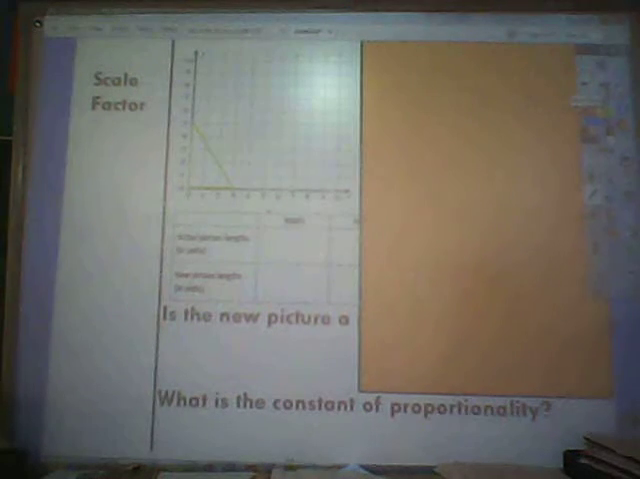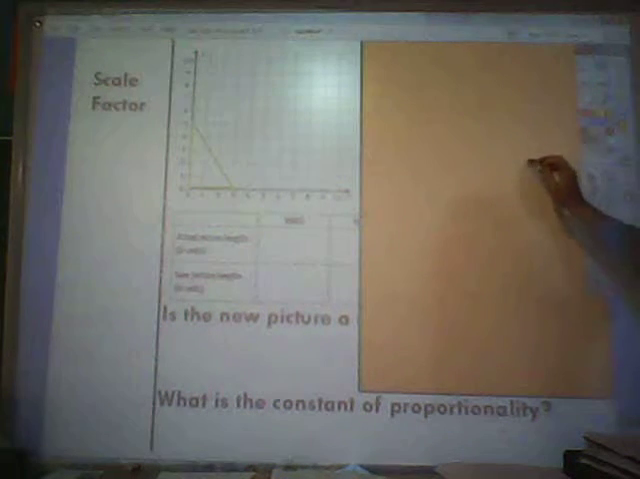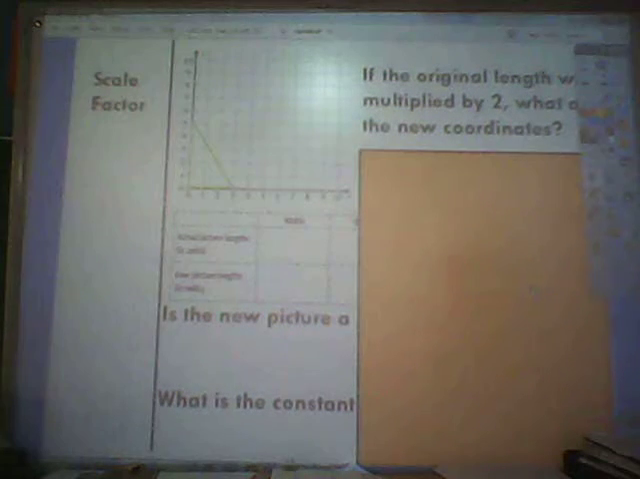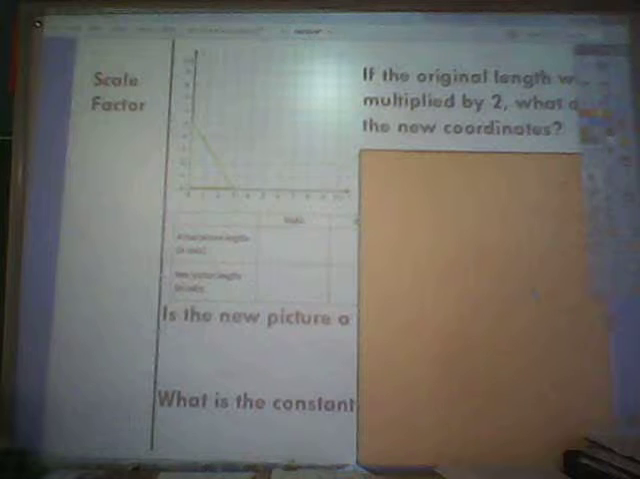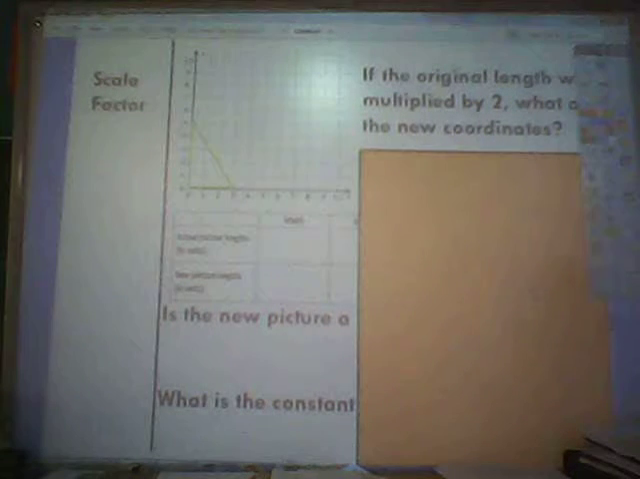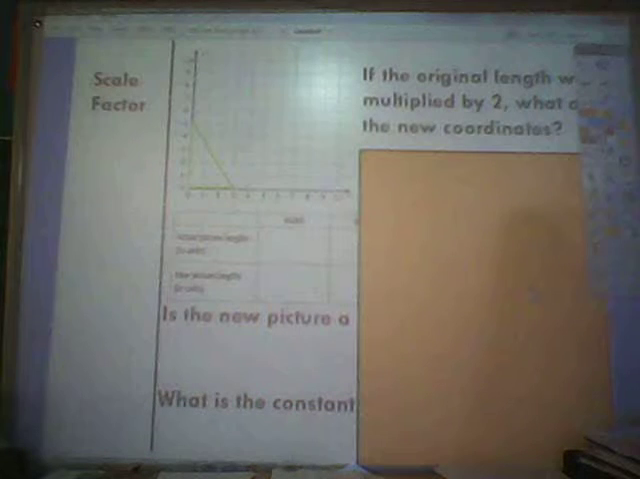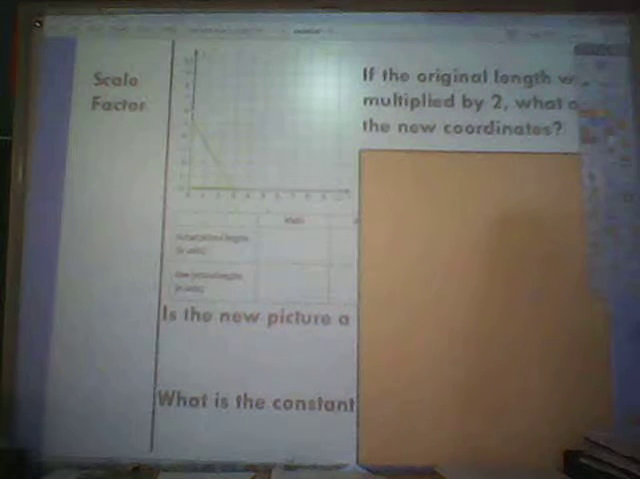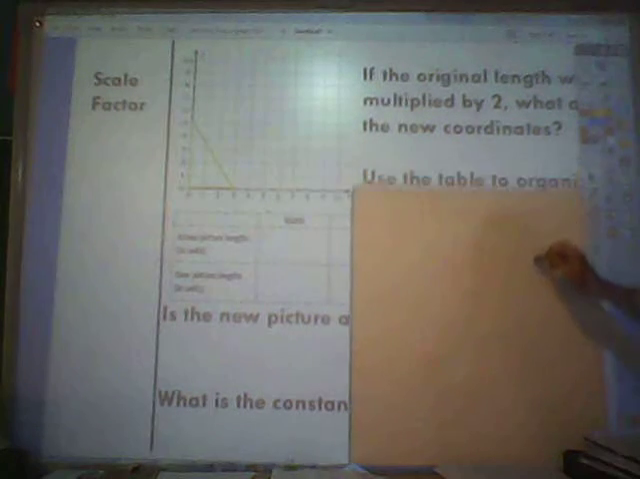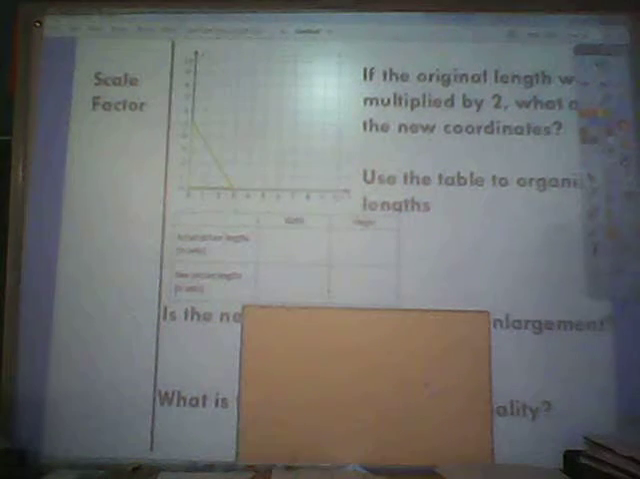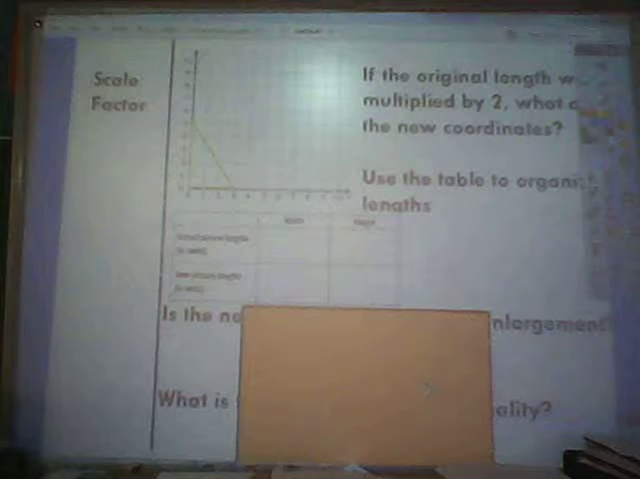Here we go, scale factor. First things first, I see a triangle on a graph. What do I have to do? If the original length was multiplied by 2, what are the new coordinates? Well, in order for me to know the new coordinates, I would need to know the length and width of my original picture. So I'm actually going to skip ahead to this next question because it's going to help me much more in figuring out what I'm going to do.